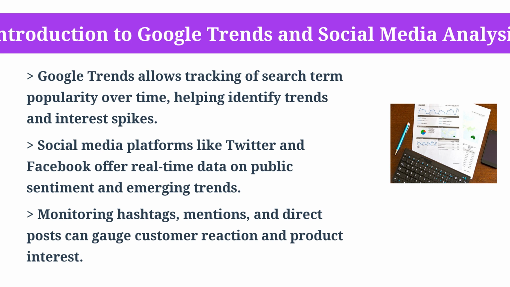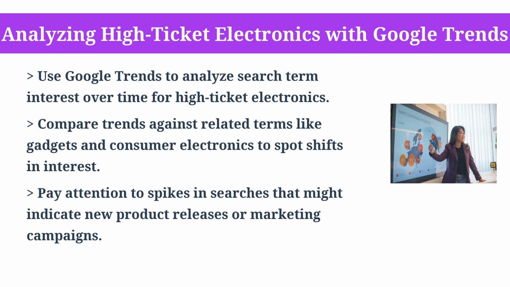For instance, if you sell winter coats, you might notice a significant increase in searches for warm jackets during the colder months. Now, let's talk about social media platforms like Twitter and Facebook. These tools can provide real-time data on what people are talking about and how they feel about certain topics or products. By monitoring hashtags, mentions, and direct posts related to your brand or industry, you can gauge public sentiment, identify influencers who might be worth collaborating with, and spot emerging trends.